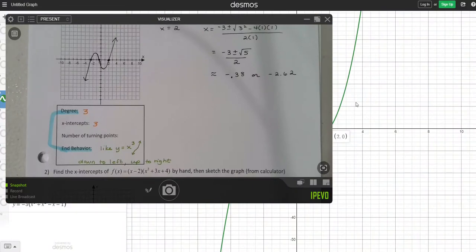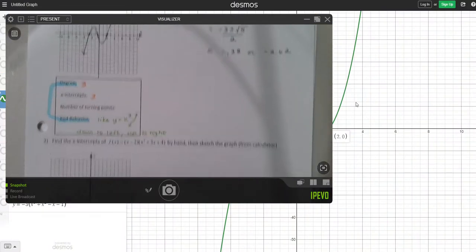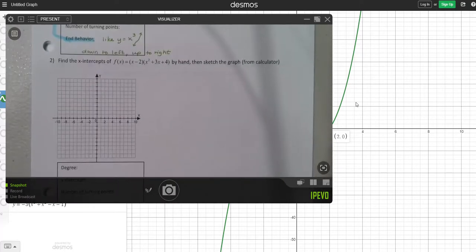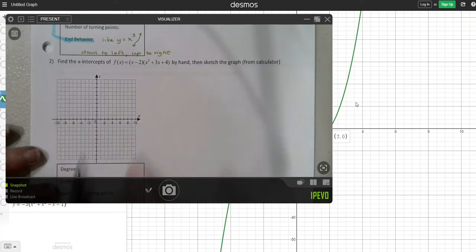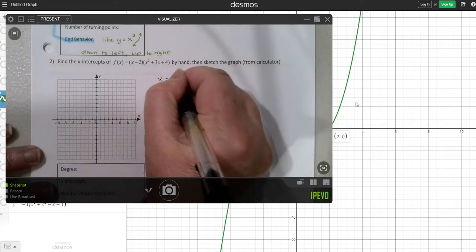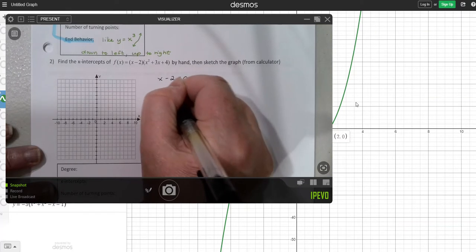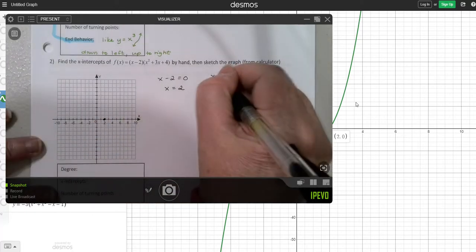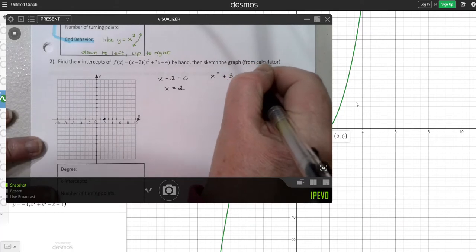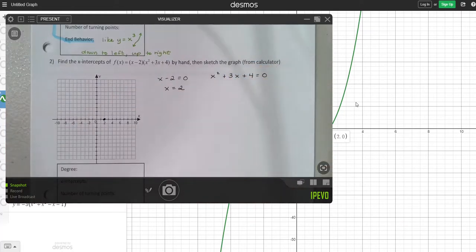Let's see here. How about this one? This is another cubic polynomial. I'm once again going to say if x minus 2 is 0, then I should get an x-intercept at 2. And then I have x squared plus 3x plus 4 equals 0 from my second factor. So again, I don't think that factors. Sum of 3, product of 4 is not going to do anything. So let's try the quadratic formula one more time.